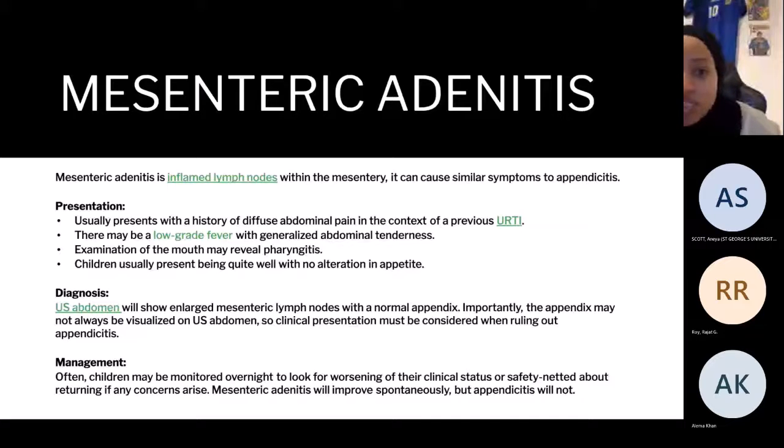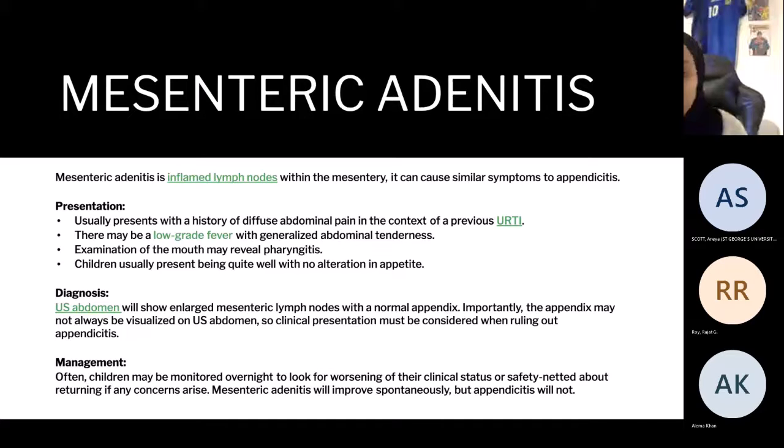In terms of diagnosis, you could do an ultrasound of the abdomen and you could find these enlarged lymph nodes. You don't always get to see the appendix in ultrasound, but if you can, it will usually appear normal.